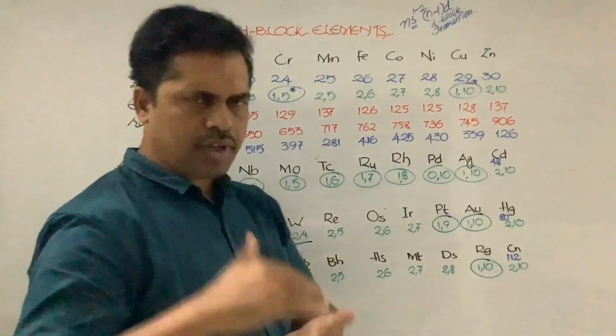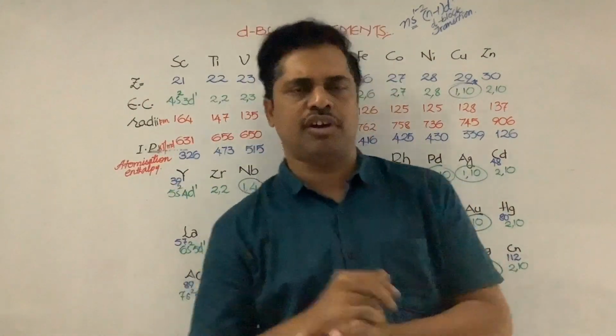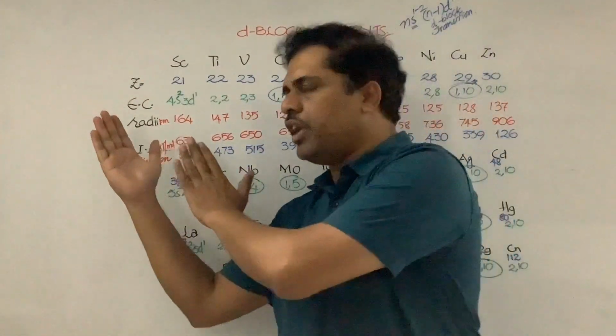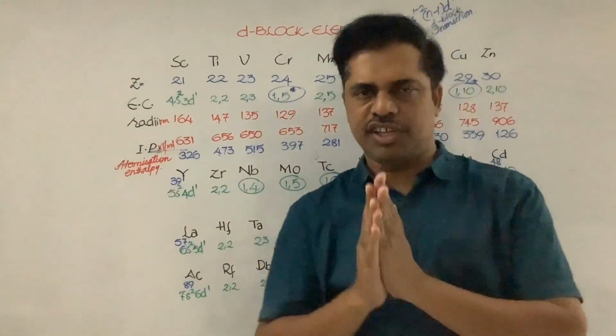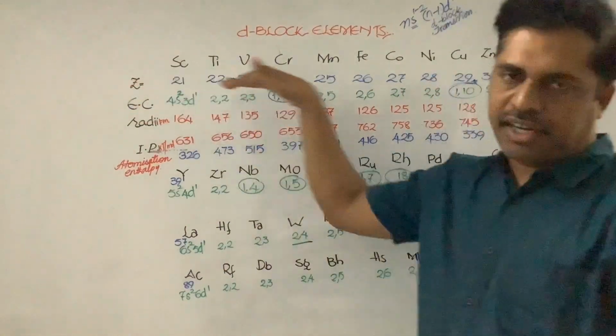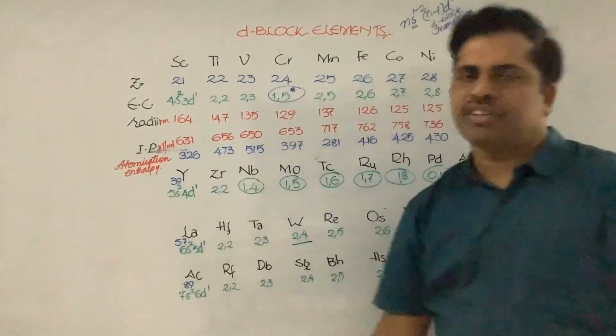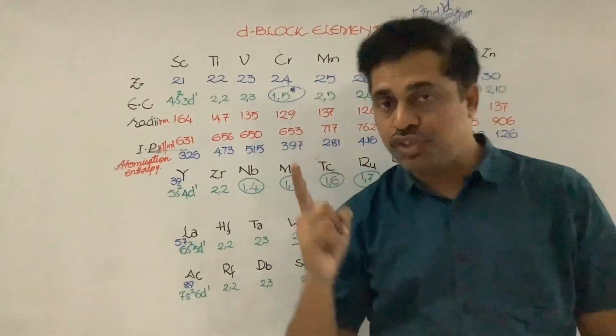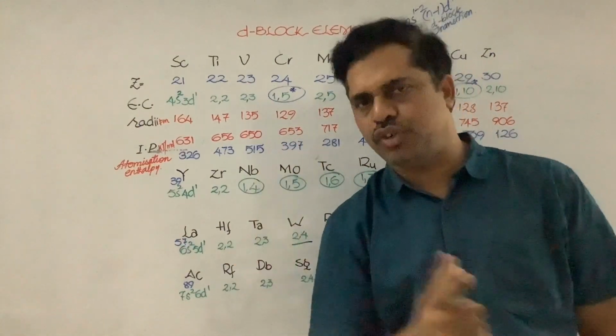Generally, atomic radius increases down the group and decreases across the period. So when we are discussing a 3D series, 4D series, 5D series, or 6D series, whatever we are going to say, this is a period. In a period, atomic radius gradually decreases.